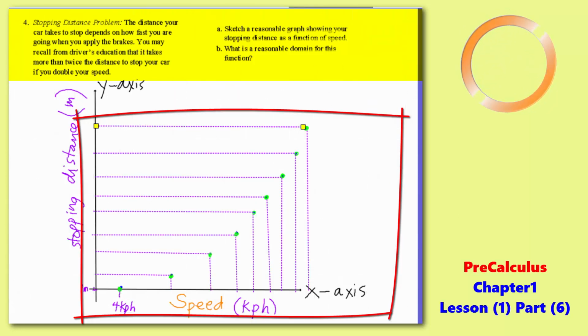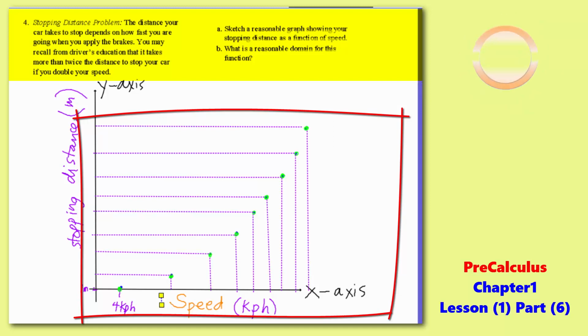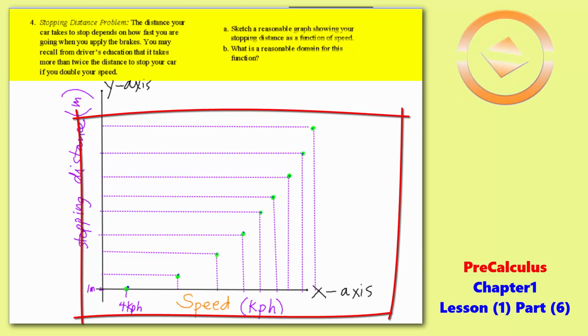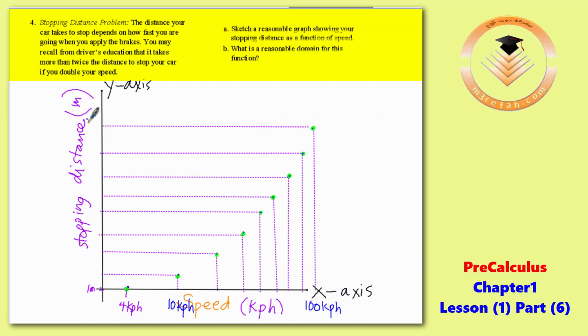Okay. So at a speed of, let's say, 10 kph, and then maybe this is the maximum at let's say 100 kph. That's the limit of your car speed. So let's say this is about 500 meters.